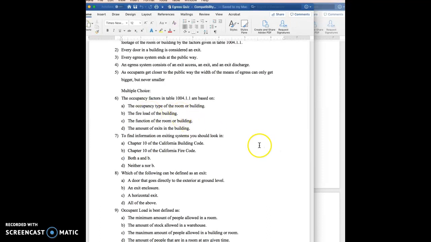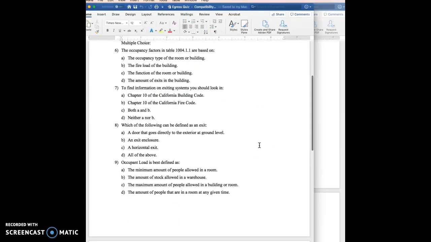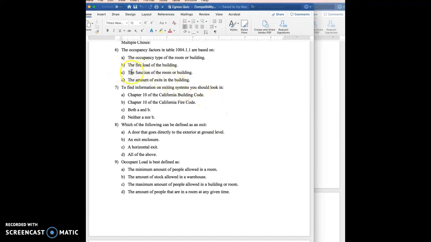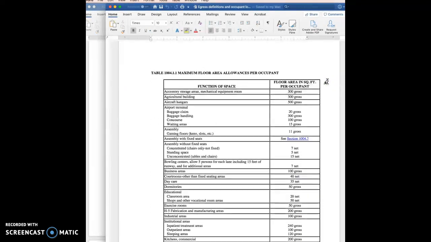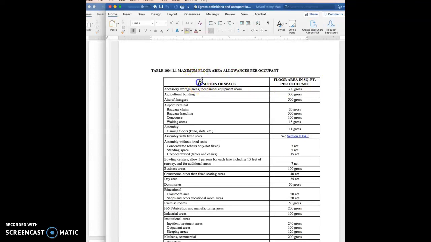Okay, number 6. The occupancy factors in table 1004.1.1 are based on C, the function of the room. Okay, I'm going to yellow that. The function of the room or building. So let's look at that table again. What does it say on the top? Function of space, right? So it's the function of the space. Now, why isn't it occupancy type?